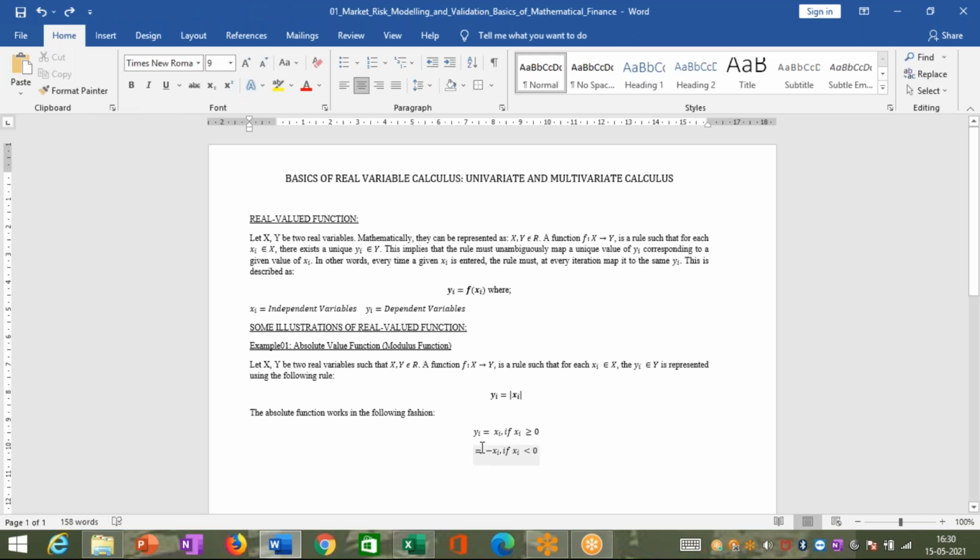Okay. So over here, what I can see is that yi is equal to minus xi if xi is negative. Given that xi remains non-negative, then yi is equal to xi. On the other hand, if xi goes less than 0, then yi is minus xi. So this is the next part that we're going to study. We are going to assess or simulate this function in Excel.